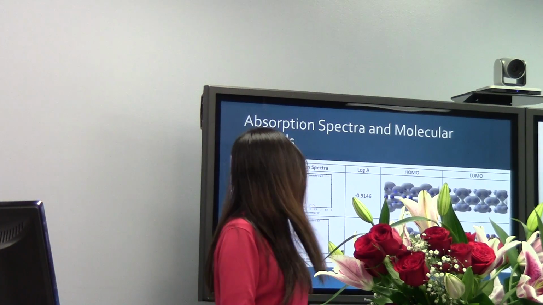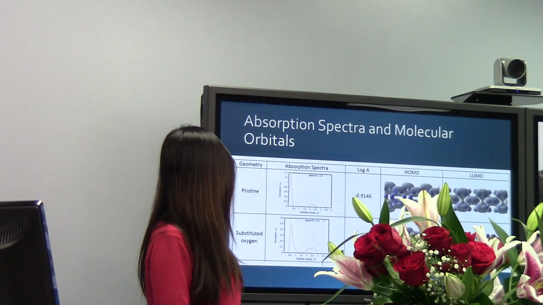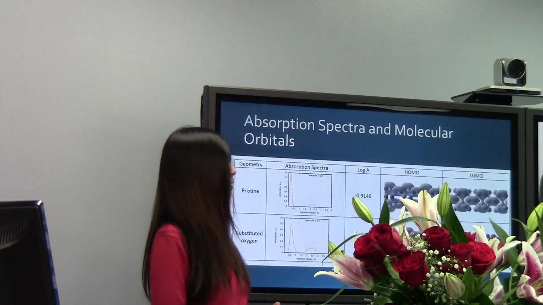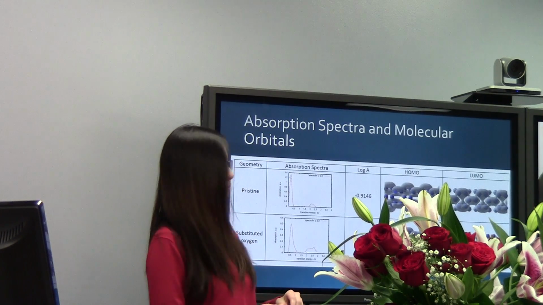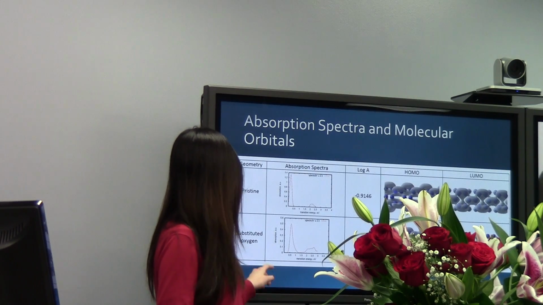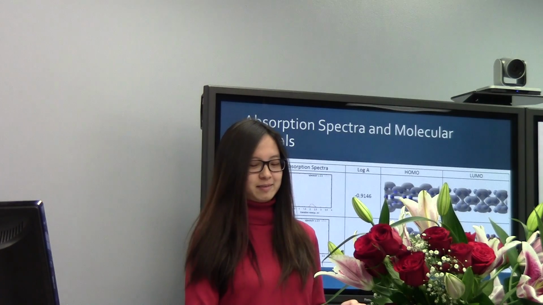And then when you look at the absorption spectra and the molecular orbitals, for the pristine structure we have the absorption spectra at 0 frequency, but for the other systems, the absorption spectrum decreases significantly.